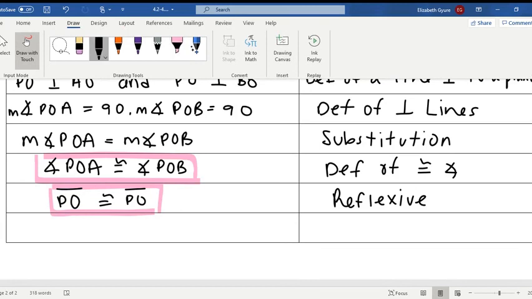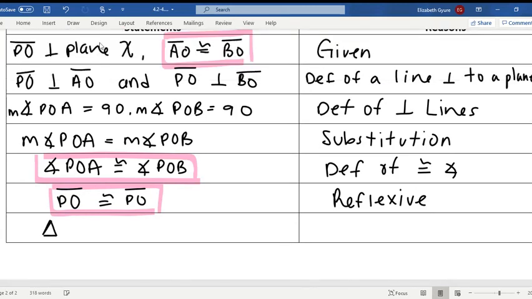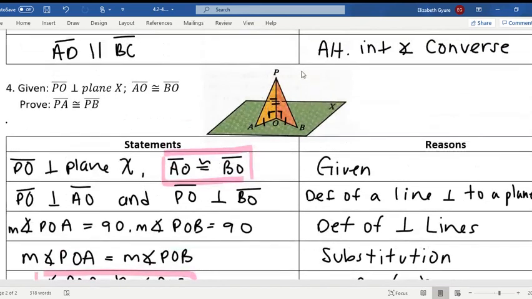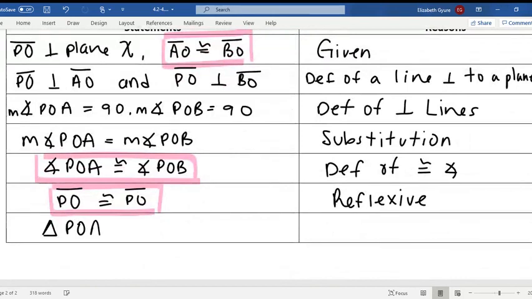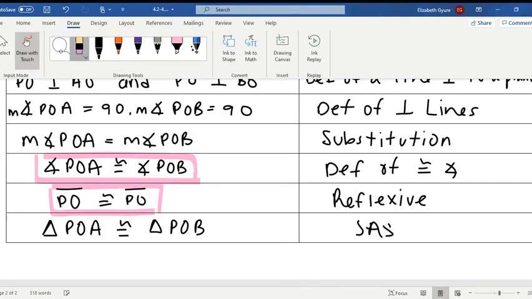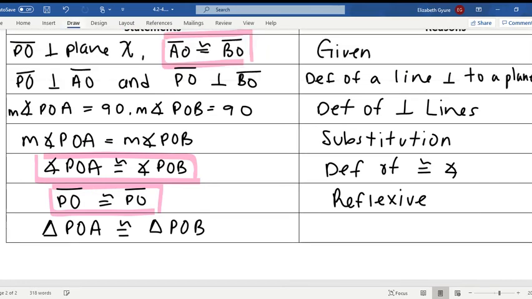Yep. We can now say that triangle, and again, how you name these is completely up to you, but make sure you do them in corresponding order. Okay, so if you want to say POA, then you got to say POB and vice versa. So I'm going to say triangle POA is congruent to triangle POB by what postulate? Side side side, side angle side, or angle side angle? Ben. Side angle side. Good. Okay, side angle side. And now we're almost done.